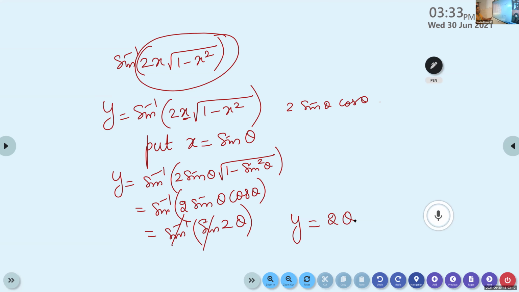Now look at here, theta is not given in the question, isn't it? The question is based on x. So finally we should convert in terms of x. For that, x is sine theta. So from here, what is theta? X is equal to sine theta. Therefore, theta is sine inverse of x. So we can write y is equal to 2 sine inverse of x.